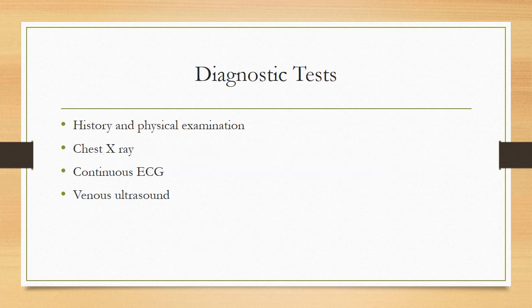Proper diagnostic tests are required for pulmonary embolism. History and physical examinations are often kept in mind before doing any further diagnosis. Chest X-ray, EKG, venous ultrasound, pulmonary angiography, and D-dimer level are some of the tests which doctors use to diagnose pulmonary embolism.